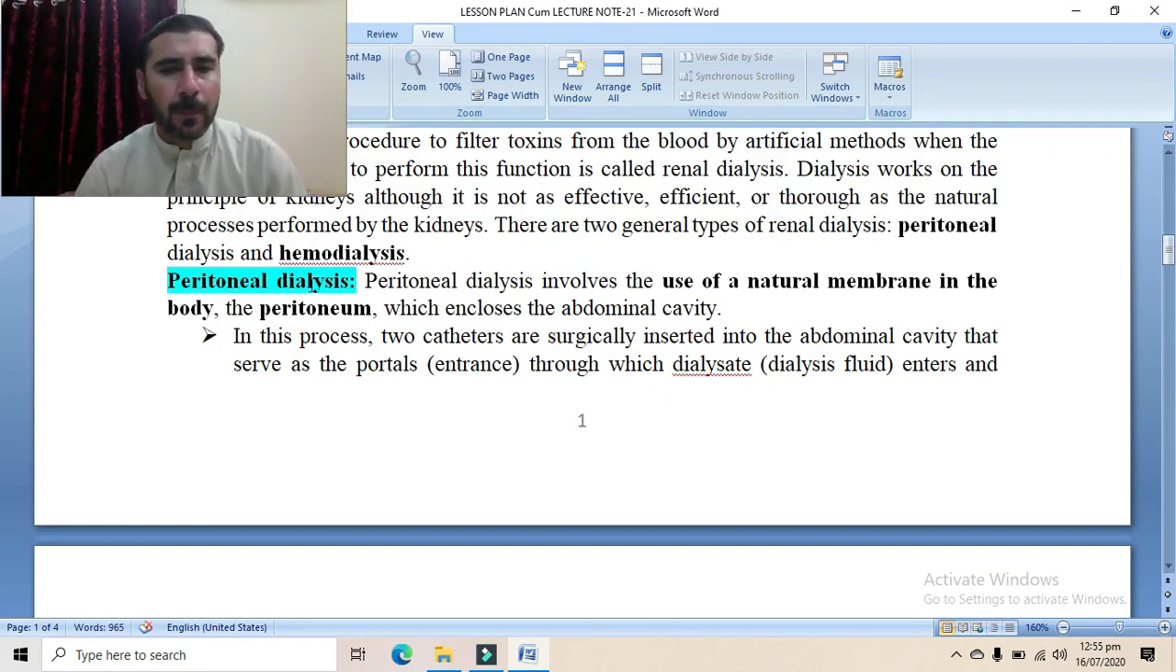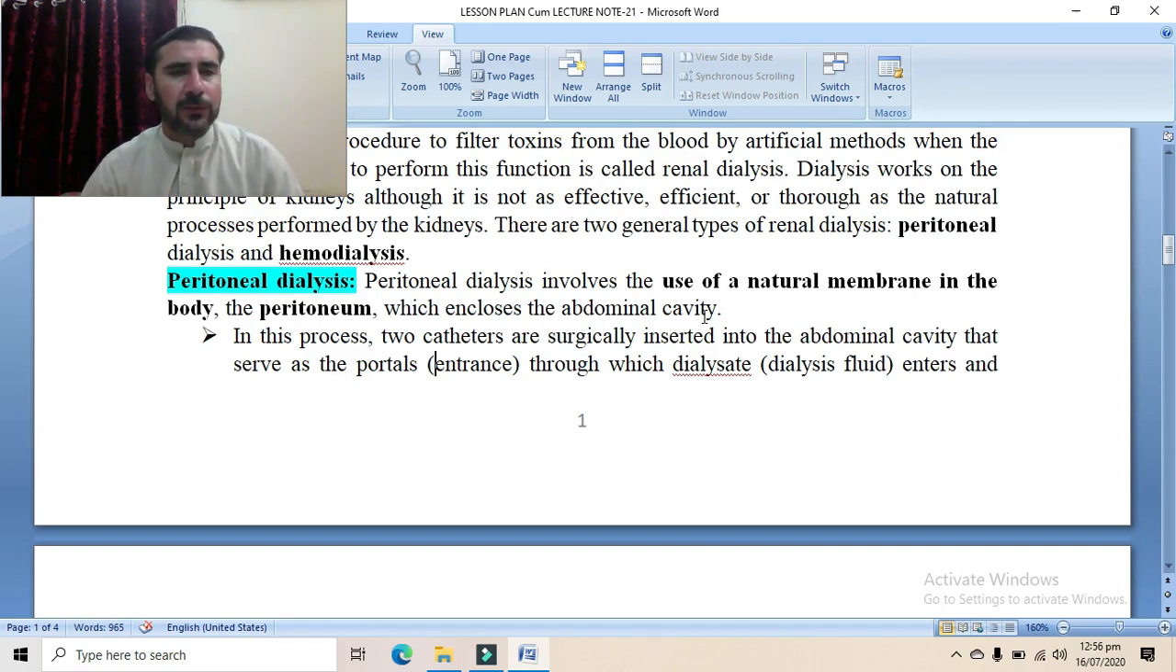Peritoneal dialysis. Peritoneal dialysis basically uses a natural membrane in the body which is known as peritoneum, which encloses the abdominal cavity. Inside the peritoneum there is space, and then inside there are vital organs. In peritoneal dialysis, the dialysate will be injected inside that peritoneal space, and the waste product from the peritoneum will enter into that dialysate, because the peritoneum contains a network of blood capillaries in which blood is flowing.